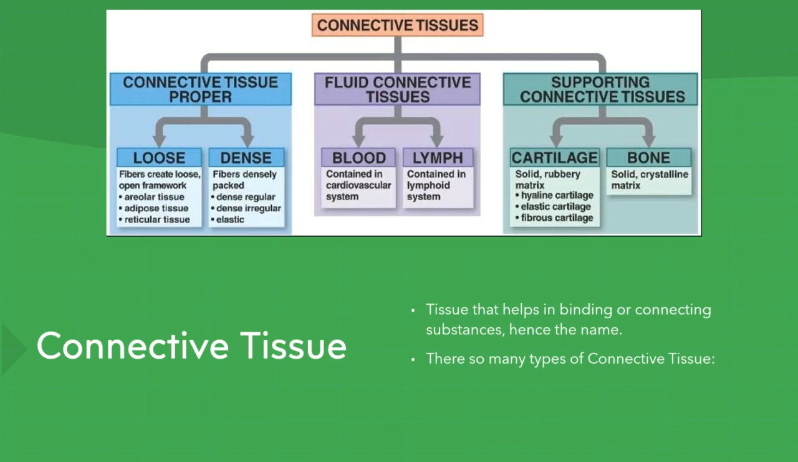Coming to the cartilage. So it's basically the solid rubbery matrix. It fills the gaps between the bones that absorbs jerks during body movements. It's of three types: the hyaline cartilage, the elastic cartilage, and the fibrous cartilage.